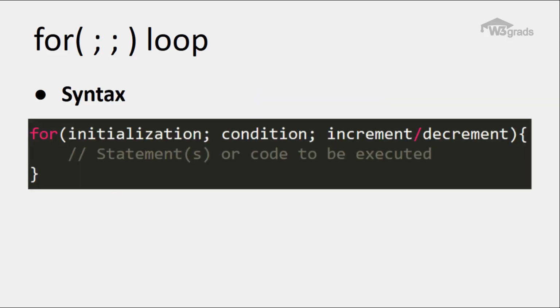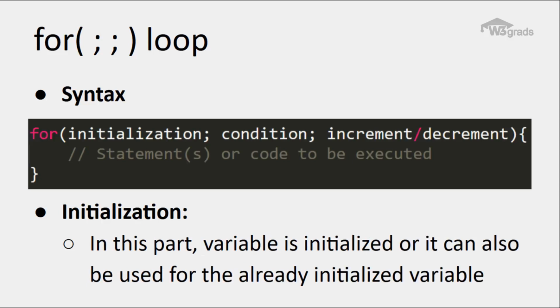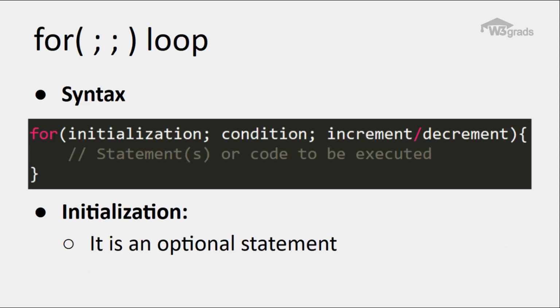This loop includes some parts that are initialization. It is the initial condition that is executed once at the starting of the loop. In this part, we initialize the variable, or it can also be used for an already initialized variable. It is an optional statement.